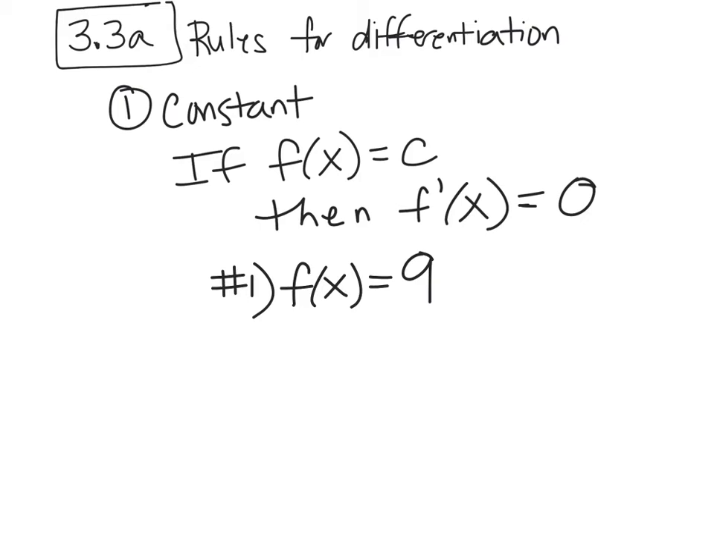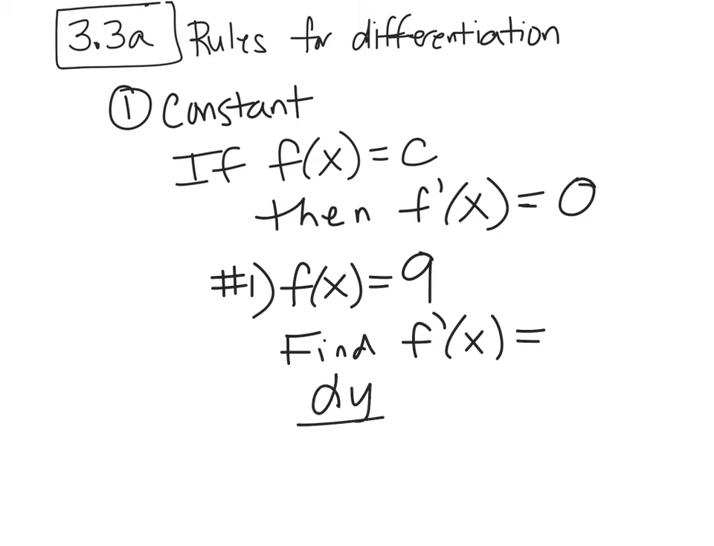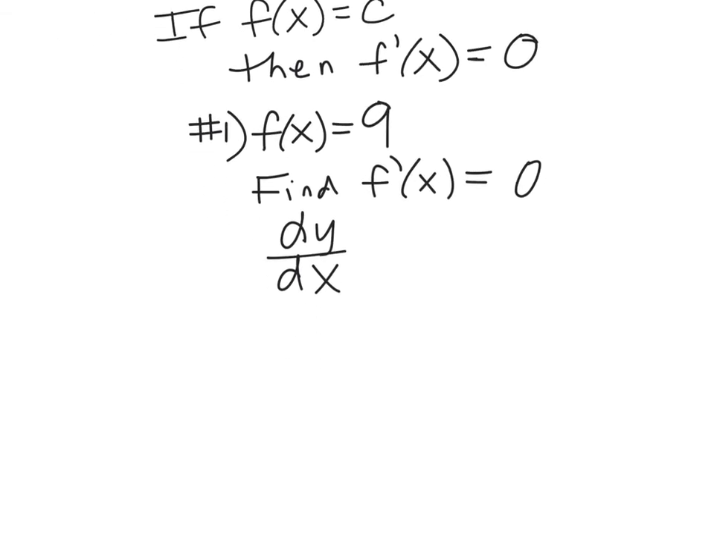And then they can ask you a couple of things. They could say, find f prime of x. They could also ask you to find dy dx. These are all the same thing, all interchangeable. So they're all derivatives. So find the derivative of 9, and you would write down 0. It's that easy. All right, so that's our first rule, constant rule.